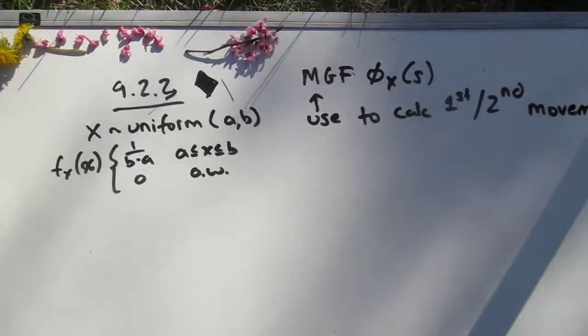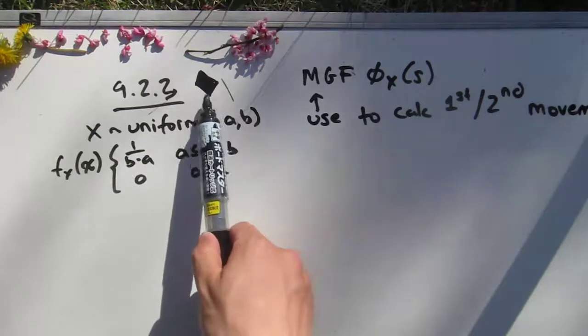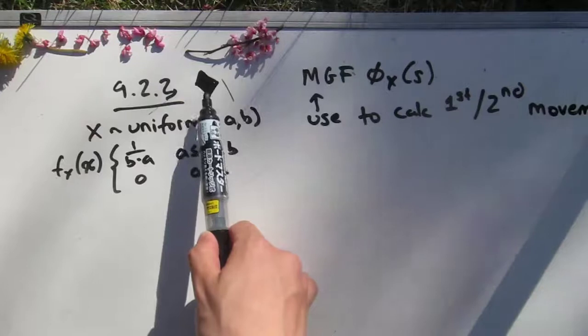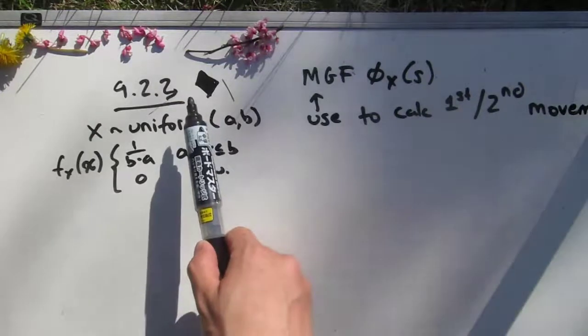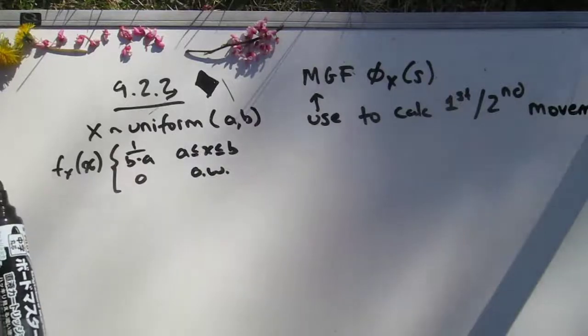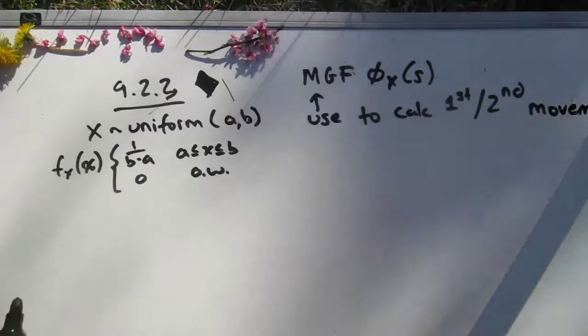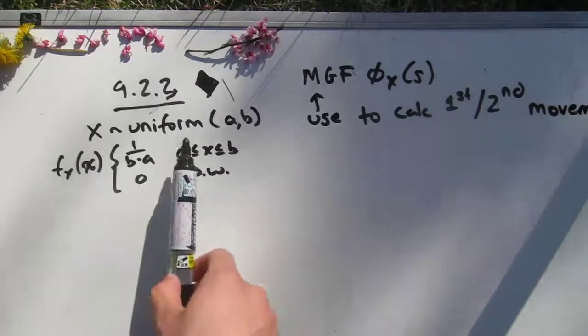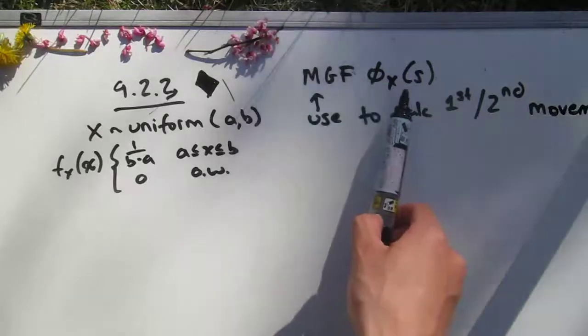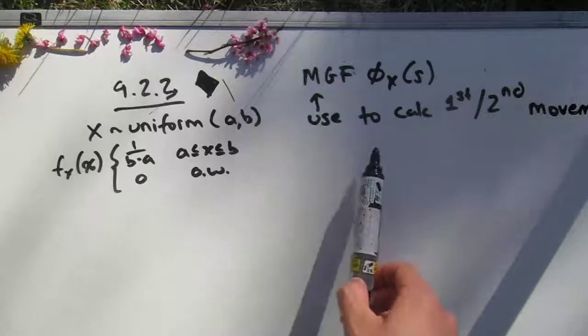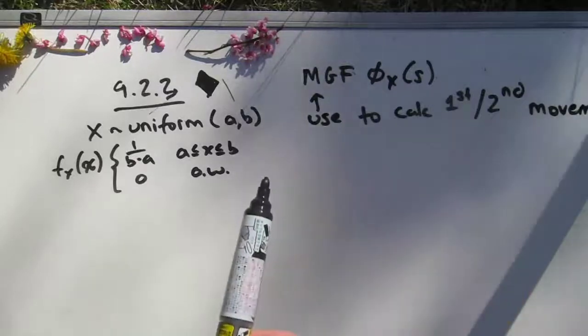So this is 9.2.3, and it's rated a blue square, or just a normal square, in the homework, but I think it's a diamond, because of how annoying the computation itself can be. Not too difficult if you can crunch calculus, but given that X is a uniform, we're just asked to find the MGF, phi X of s, and use that to calculate the first and second moments.